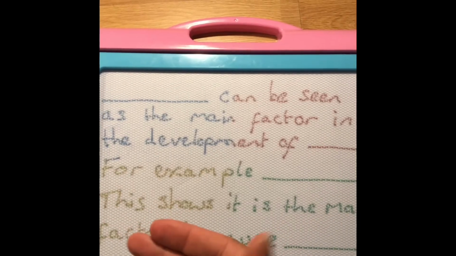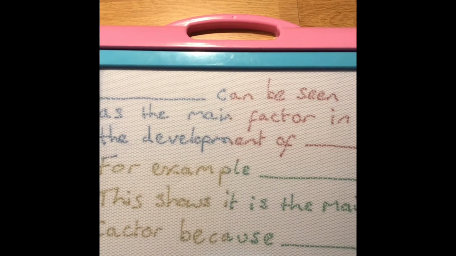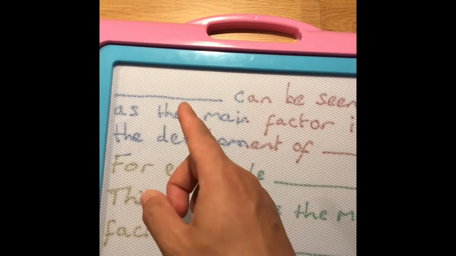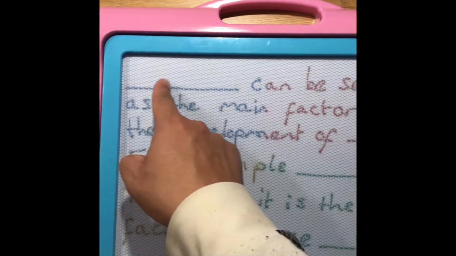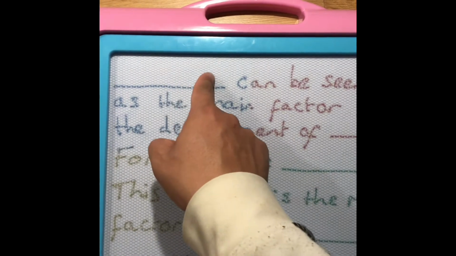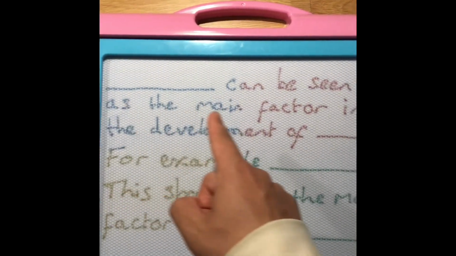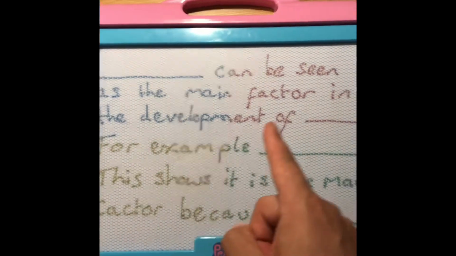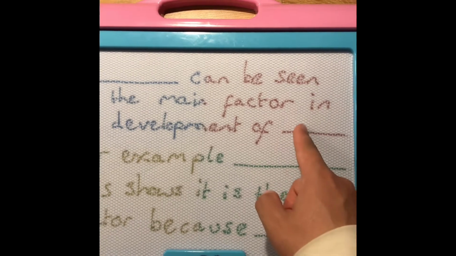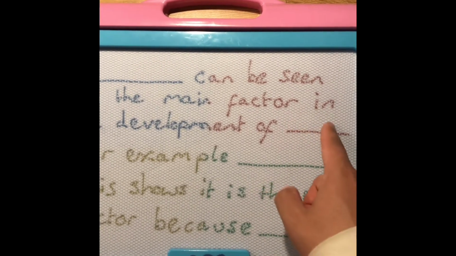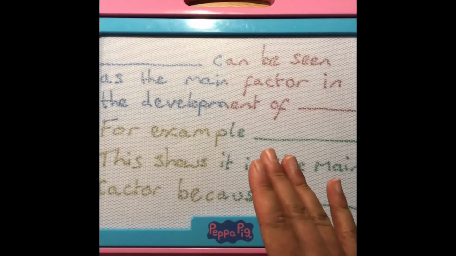Your point is focusing on the factor itself. Okay, now first paragraph has to have the factor in the question. So here you're going to put the role of individual because that was the one that was in the question. So you would say the role of individual can be seen as the main factor in the development of, now this bit is whatever the question is asking you to focus on. So this question is asking you about the development of medicine. So here would go medicine. Keep it simple, guys, don't overdo it.